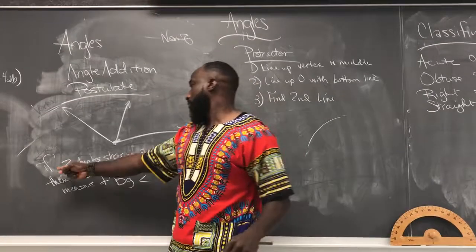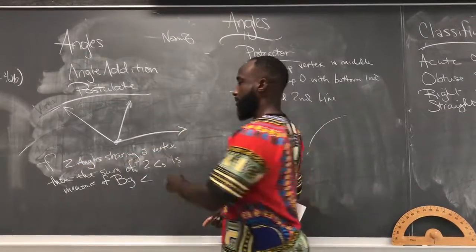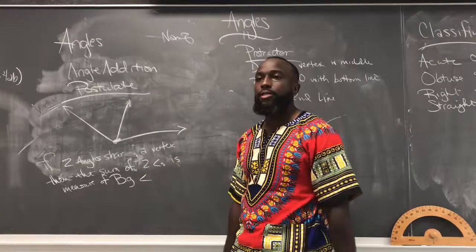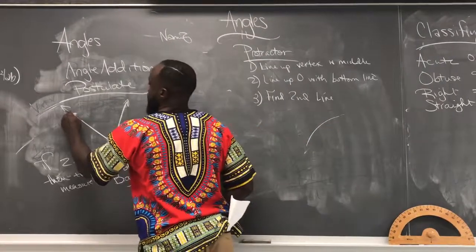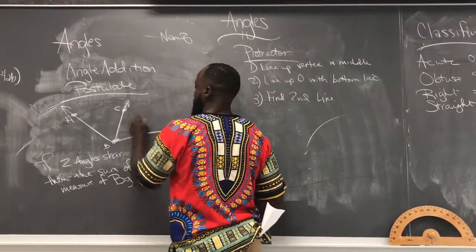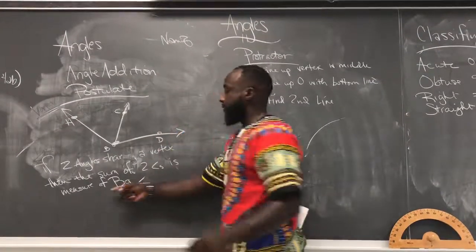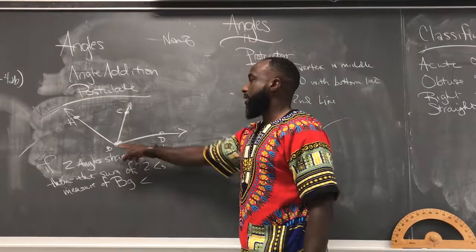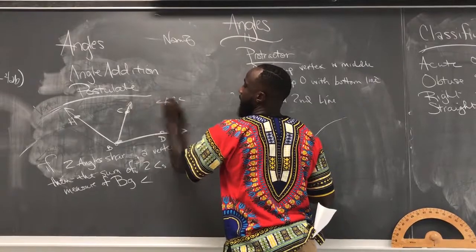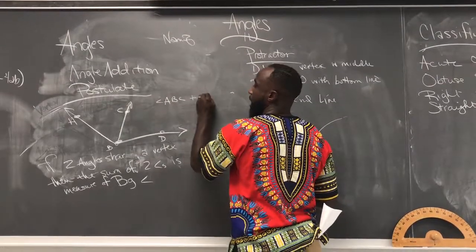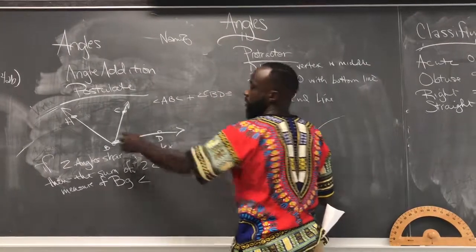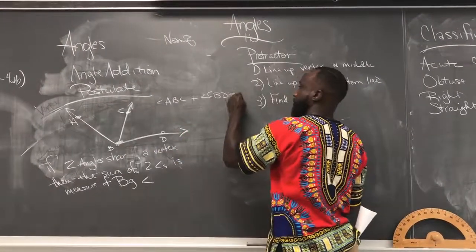Alright? If two angles share a vertex, then the sum of the two angles is the measure of the big angle. So, two angles. If I say A, B, C, and this is D, what I'm saying is two angles share the same vertex B. That's saying angle ABC plus angle CBD equals angle ABD.